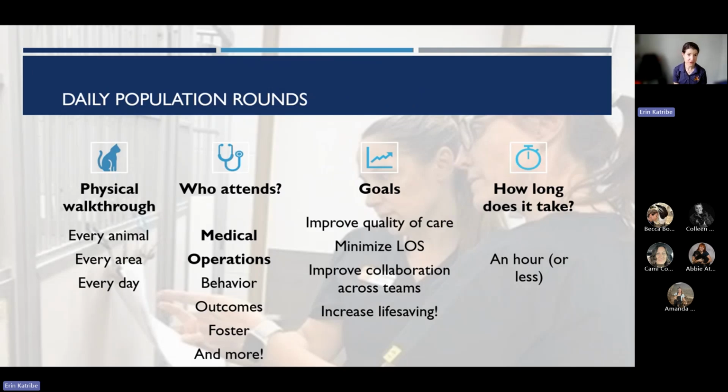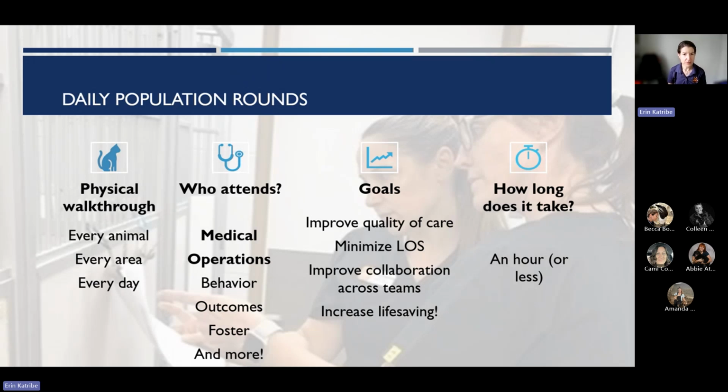We have to make sure we're including the right people when we're having these conversations or when we're doing rounds. And so what is daily population rounds? This might be different than other sorts of what we might call rounds, for example, medical rounds. Daily population rounds is focused on really managing that population, right? So it's a physical walkthrough of the shelter, every animal, every area, every day. We typically involve somebody from medical and somebody from operations, and then other teams as they are available or depending on the size of the shelter.